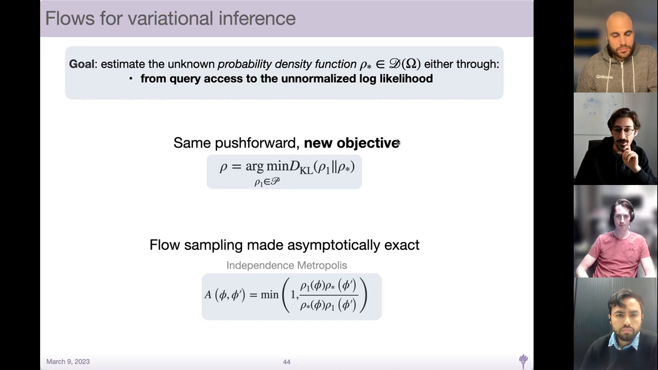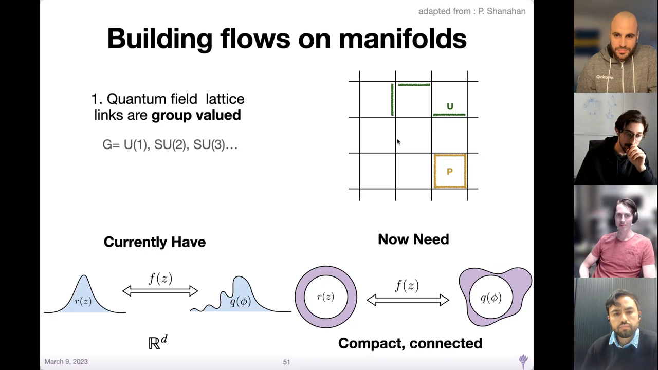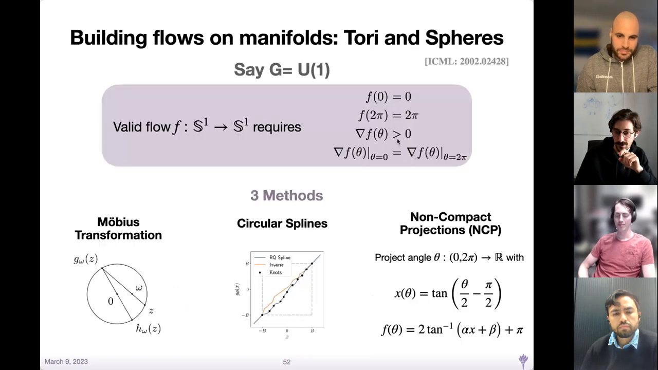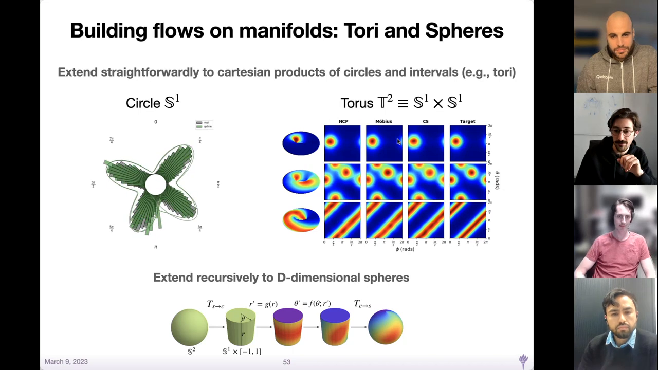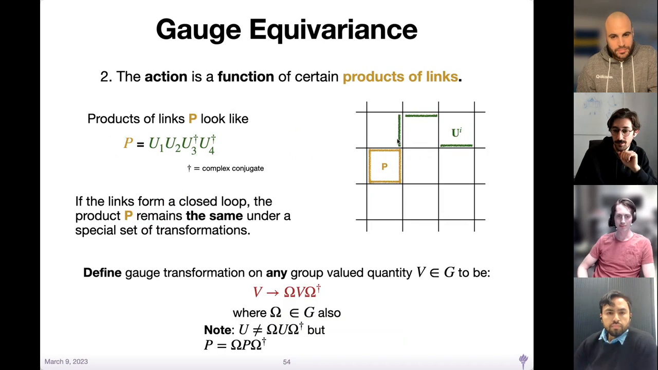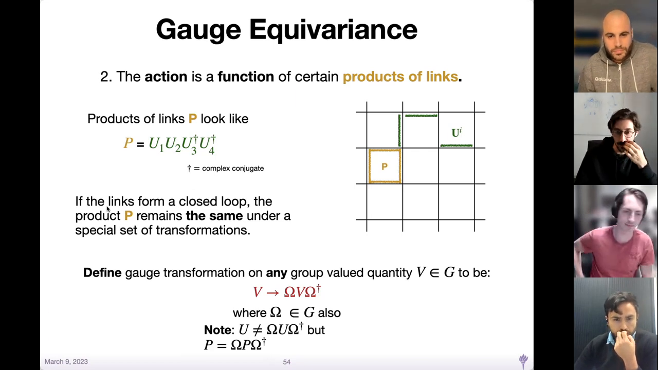But then, these field theories have lots of crazy symmetries in them, okay? Like the action, the likelihood, is invariant to very strange things, like gauge transformations of the lattice. And so there are certain things that we need to build into the flow itself. So for example, these are examples of building flows on compact manifolds. Any transformation of these fundamental quantities of the lattice leaves the probability invariant. And so you need your flow to be equivariant, have those transformations commute through it.